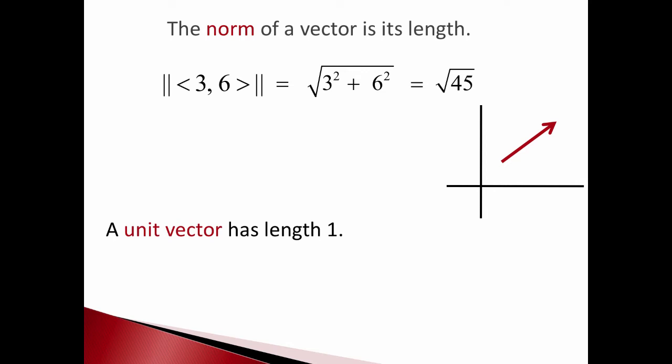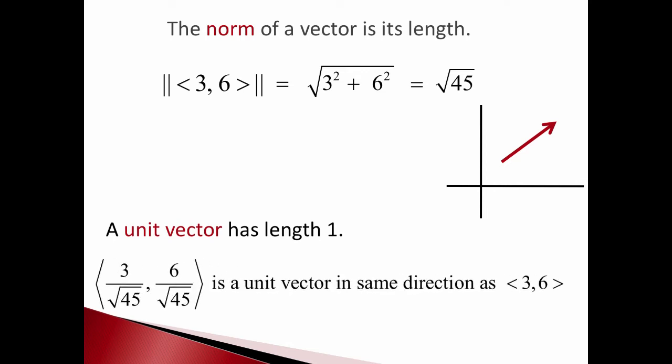And to scale things, what we do is we multiply by the right scalar. If the length here is square root of 45, and I want to make a unit vector out of it, I just multiply by 1 over square root of 45. So 3 over square root of 45, comma 6 over square root of 45. That'll be a unit vector. It'll point in the same direction as 3, 6, but if I took the norm of 3 over square root of 45, comma 6 over square root of 45, the 45's cancel, and I end up with a length of just 1.